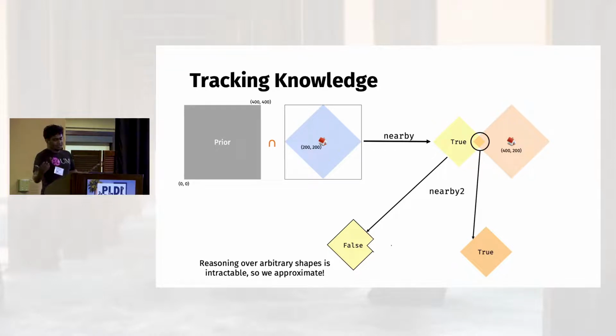By execution of the second query, they learned that the user is not in this intersected region. They'll narrow down their posterior, right? So this is how the tracking knowledge evolves. But it turns out that as you do more and more queries, you realize that you cannot do reasoning over these arbitrary shapes, and you get more and more tricky shapes after this.